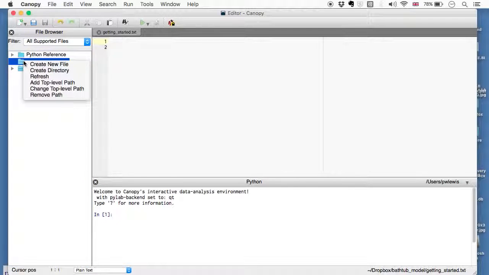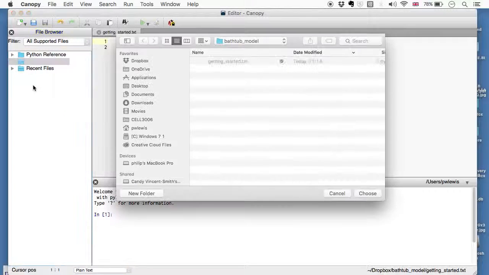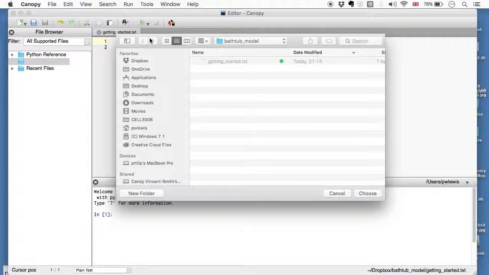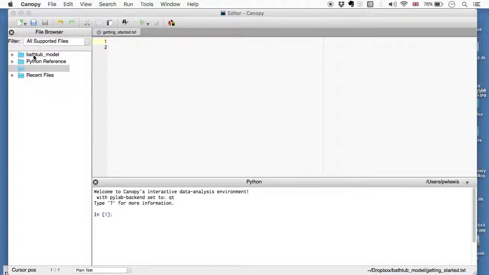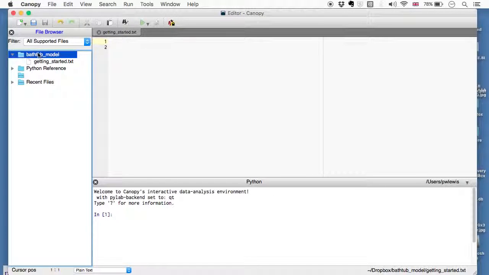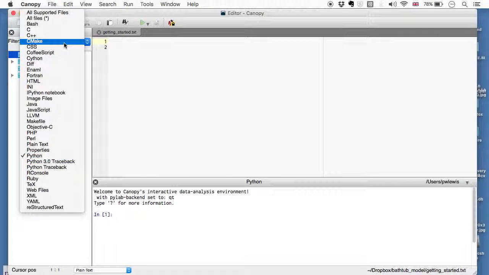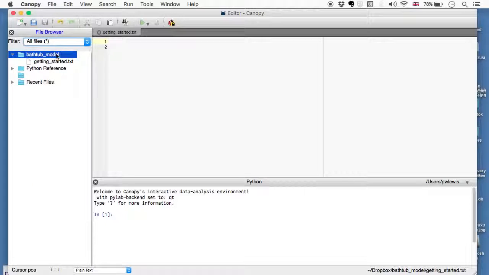So if I right click here, I can go add top level path, and I've now got my folder here which can have all my files in. And here you see filter, so if this is only on Python, it's only going to show me the Python files, but if I've got data files, it's good to set this to all files. Right, so here's my getting started.